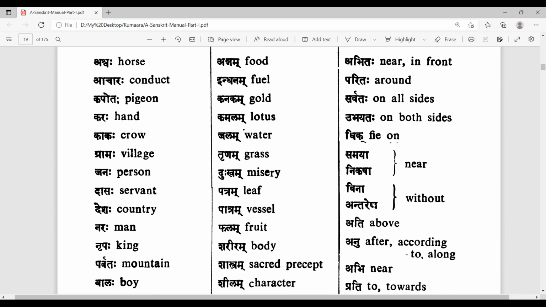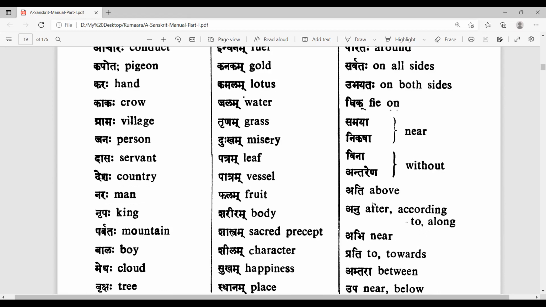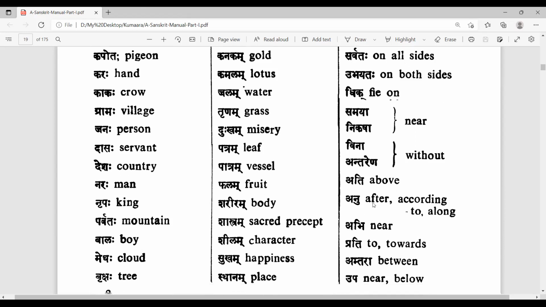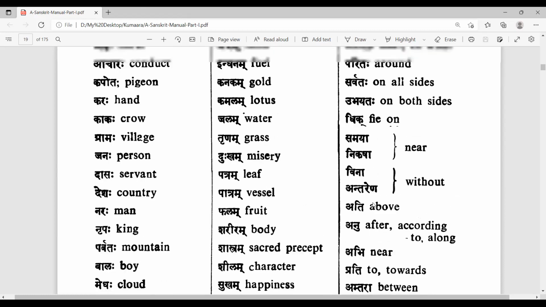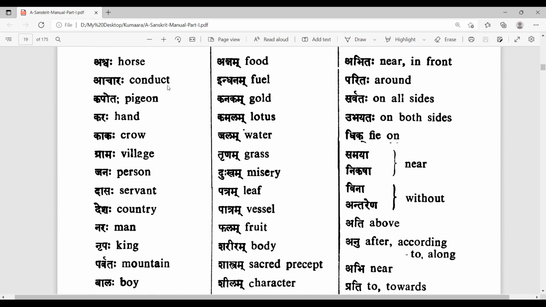Yes, please read. Ashvaha, horse. Acharaha, conduct. Kapotaha, pigeon. Karaha, hand. Kakaha, crow. Gramaha, village. Janaha, person. Dasaha, servant. Deshaha, country. Naraha, man. Nripaha, king. Parvataha, mountain. Balaha, boy. Meghaha, cloud. Vrikshaha, tree. See, the Sanskrit is given with the English meaning, you know.